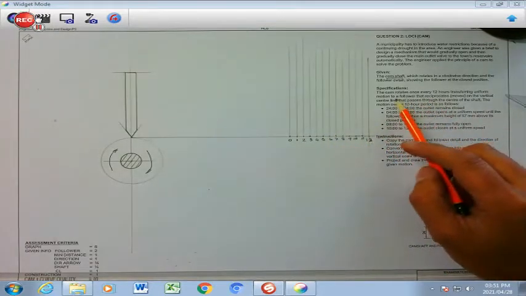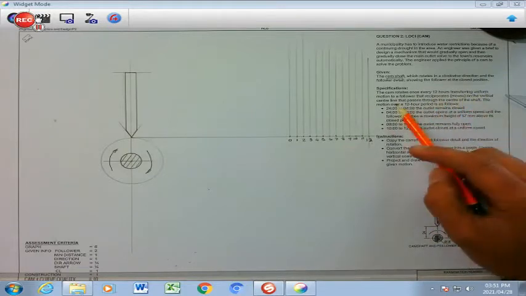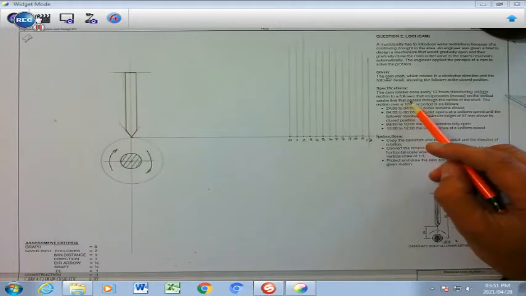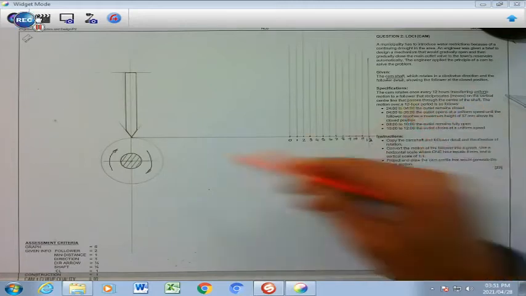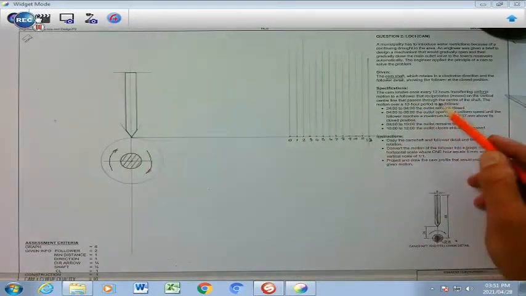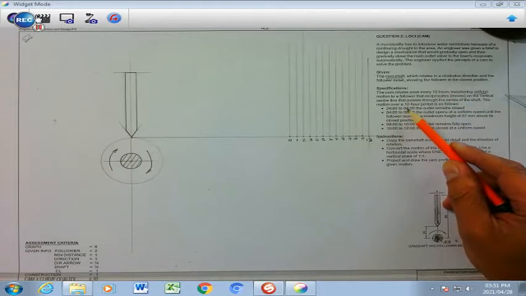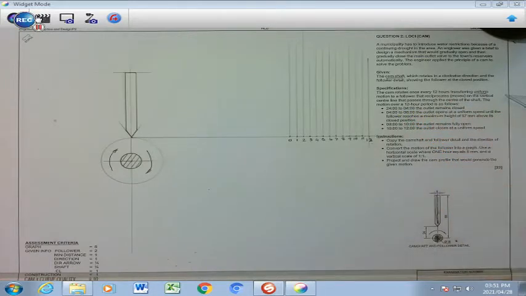It states clearly that the cam rotates once every 12 hours, transferring uniform motion, that word uniform again, which means straight lines, to a follower that reciprocates, and reciprocate means it moves on a vertical line, which is this line over here, and it passes through the center of the shaft. The motion over the 12-hour period is as follows.